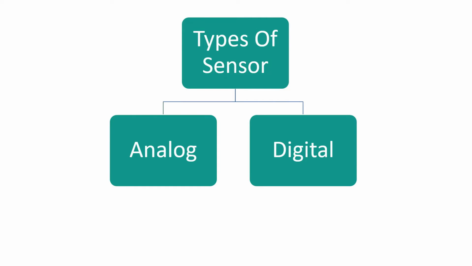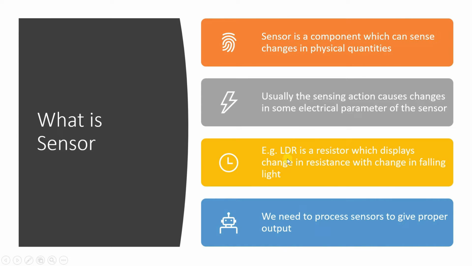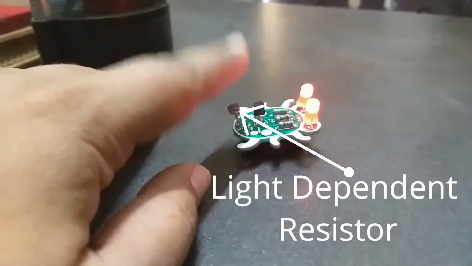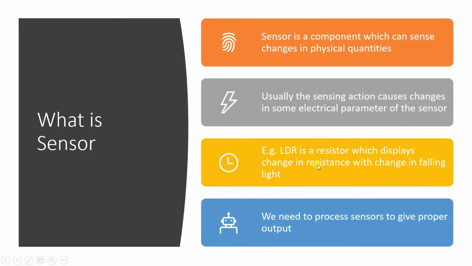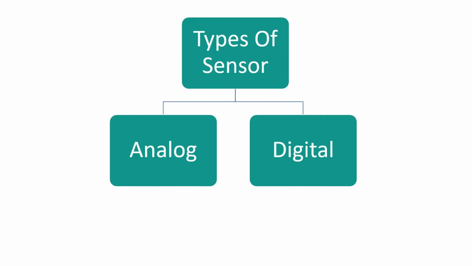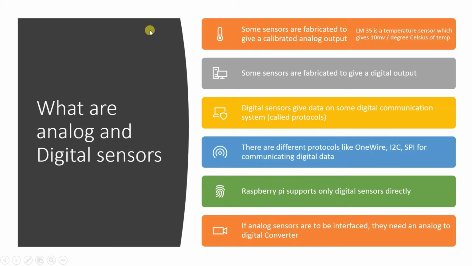For example, there is a small sensor available which is called an LDR. Now it's simply a resistor which shows changes in resistance whenever the light falling onto it changes. So let's see in detail about the sensors. As said, depending upon the type, broadly sensors are classified as analog or digital sensors. Analog sensors are fabricated to give a calibrated analog output.